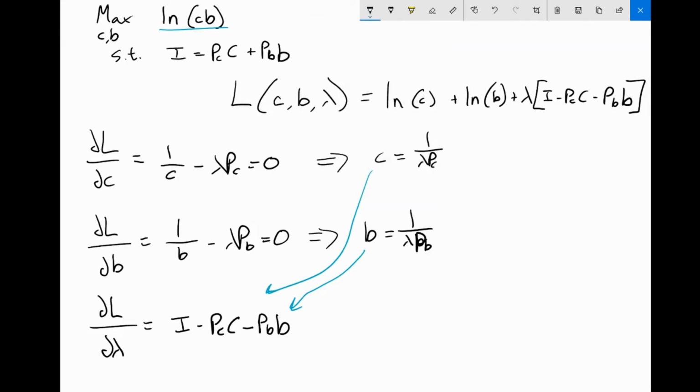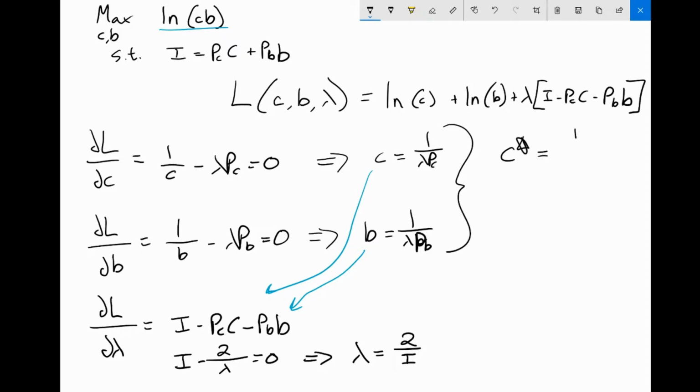Let's go down here. I'm going to skip some steps here. Over I. Okay, so what we're going to get here, C star equals income over 2 PC. B star equals income over 2 PB. And lambda star equals 2 over I.